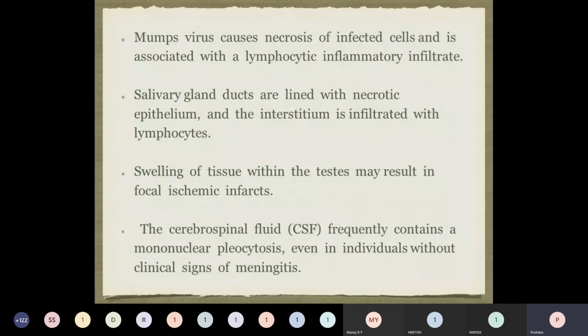Whereas when we do a lumbar puncture, the cerebrospinal fluid mainly shows mononuclear pleocytosis, even in an individual without the specific clinical signs and symptoms of meningitis.